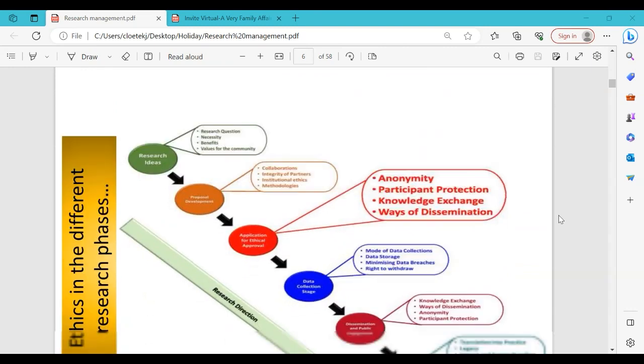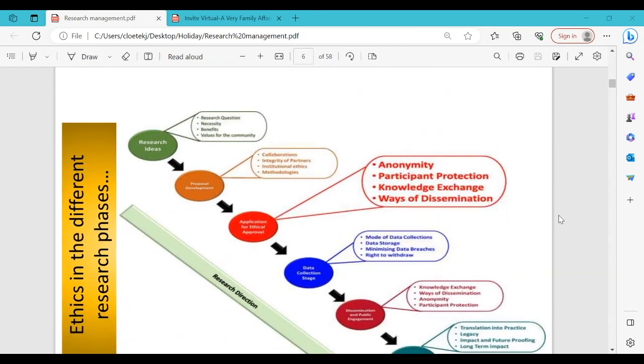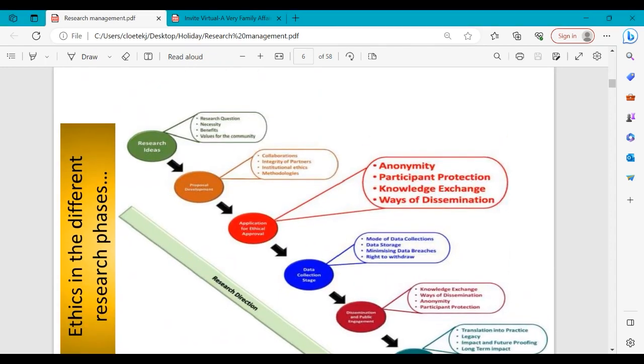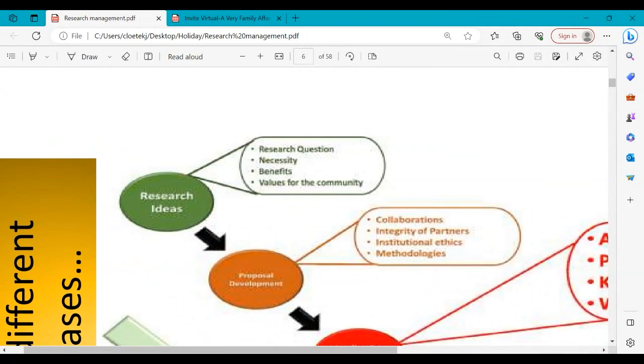Okay, so let's look at this in general, when you are compiling your research from the start to the end. Right at the beginning of your research study, when you are thinking about conducting ethical research, very important at the very beginning, you start with your research question.